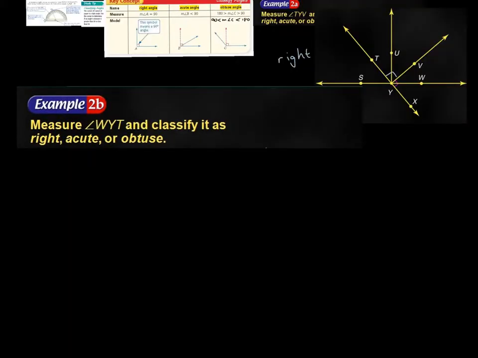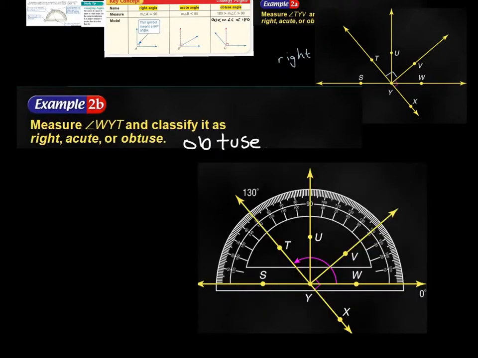Measure angle WYT and classify it as right, acute, or obtuse. Well, just eyeballing it, WYT has got to be more than 90 because we already did TYV and that was 90. So we know it's got to be obtuse. And sure enough, if we lay a protractor on there, it's going to go from 0 past 90 to 130 degrees.